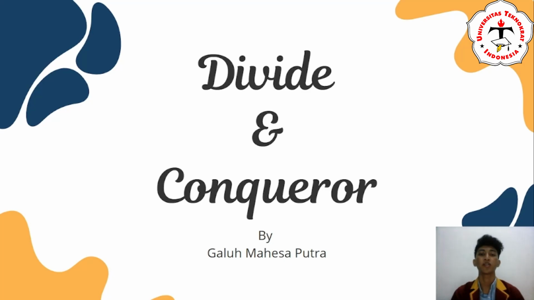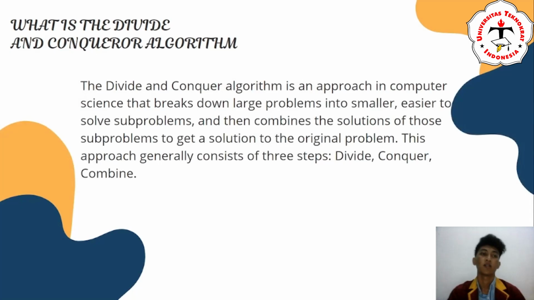Today I will present about divide and conquer algorithm. What is the divide and conquer algorithm? The divide and conquer algorithm is an approach in computer science that breaks down large problems into smaller, easier to solve subproblems and then combines the solutions of the subproblems to get a solution to the original problem.